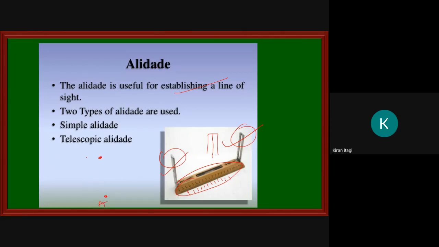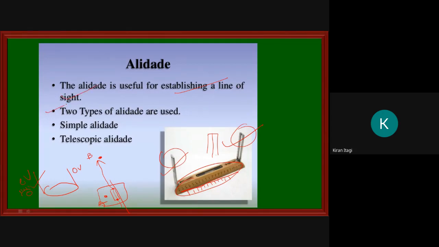This is my station A. This is my station B. I have kept my plane table here. So what I will do? In the compass, if I draw the compass like this, this is my eye vane and this was the object vane. We were seeing through here and sighting the object. Here also we are keeping the alidade, or you can call it a scale. This is my eye vane, this is my object vane. We will sight it. After that, we will draw a straight line. It is useful for establishing a line of sight.